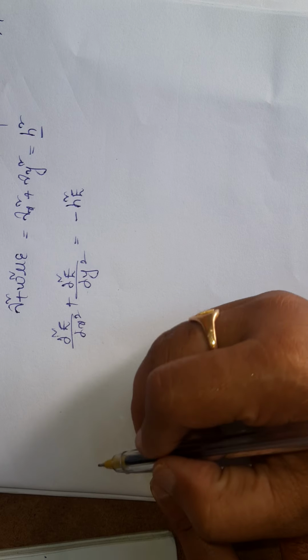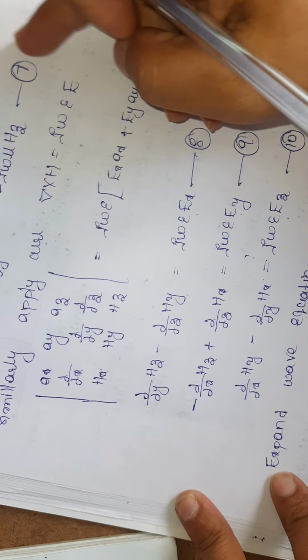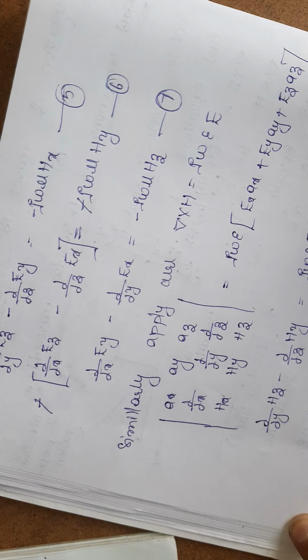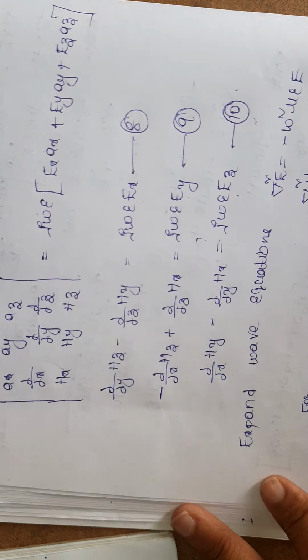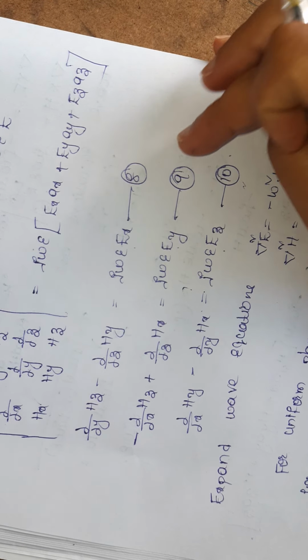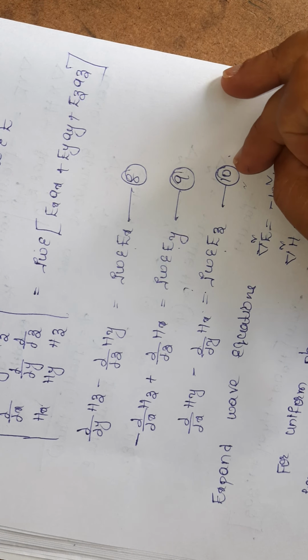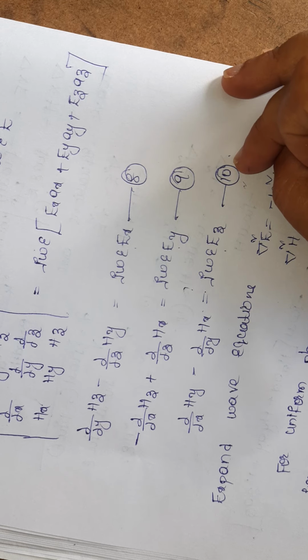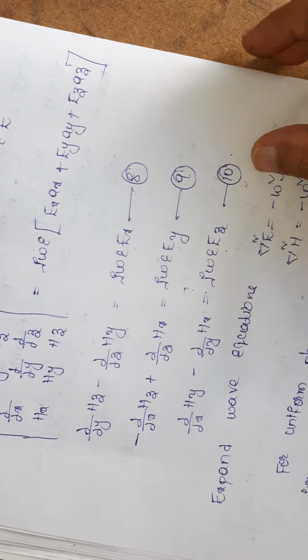Now we have to go for the curl equations. What are the curl equations? We got equations 5, 6, 7, 8, 9, 10. So these are the curl equations. Consider equations 5, 6, 7, 8, 9, 10 to get the field components Ex, Ey, Hx, Hy.